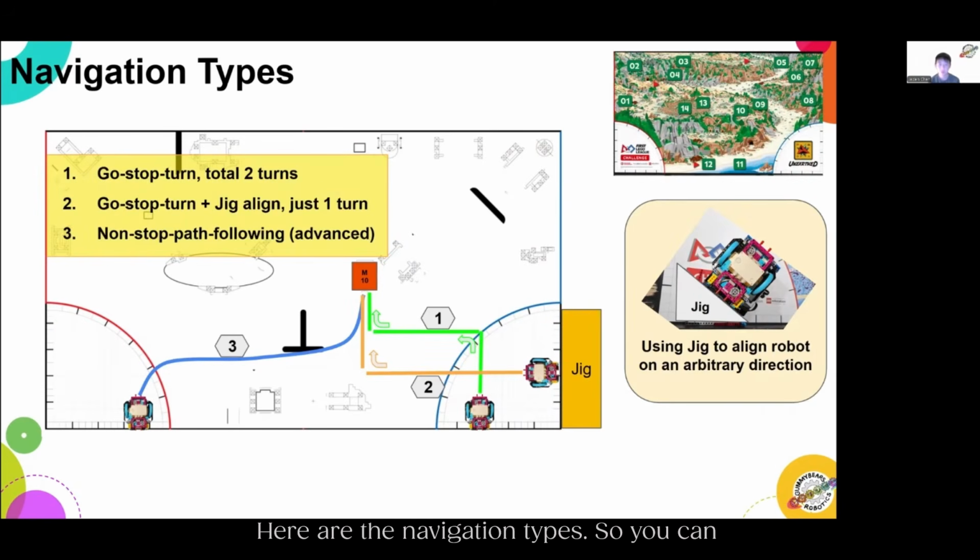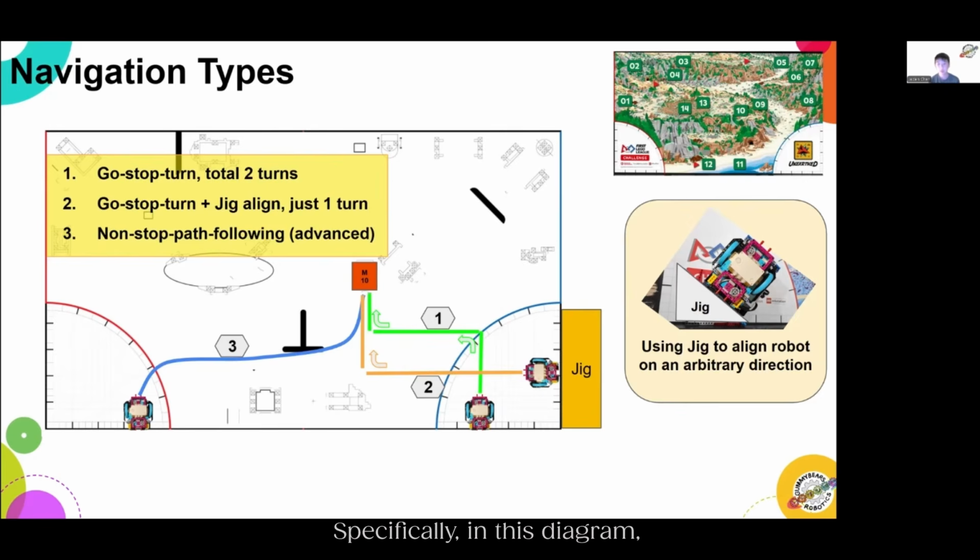Here are the navigation types. So you can generally split navigations into two categories, basic and advanced navigation. So starting off with basic navigation, in the route number one, label number one, and label number two, those are all examples of basic navigation. As you can see, it utilizes just drive straights, simple turns, and there are stops in between each move. However, even though it might be simple, there's definitely a lot of things you want to consider.